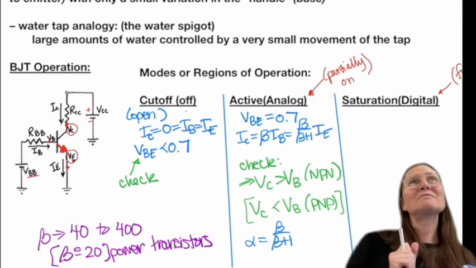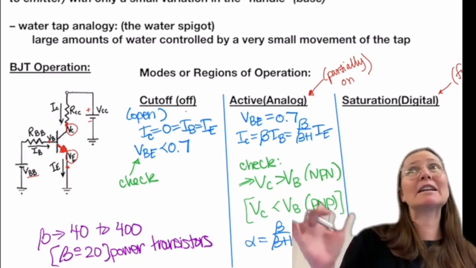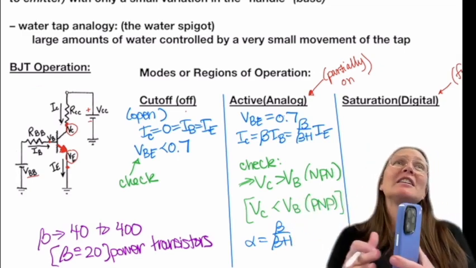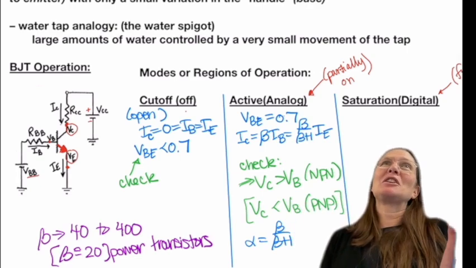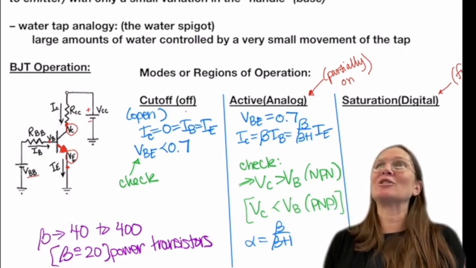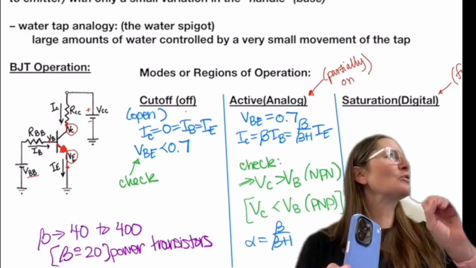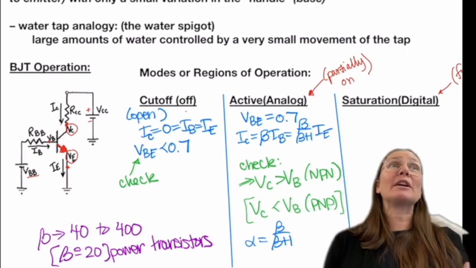So as electrical engineers, we try to make the design not vary that much with the beta value. There are different techniques for that, which the E side gets into. For you guys, you just need to be aware of that.